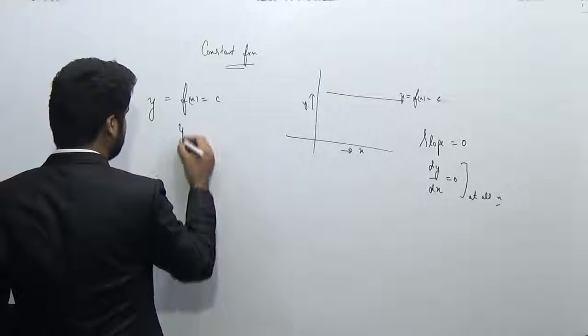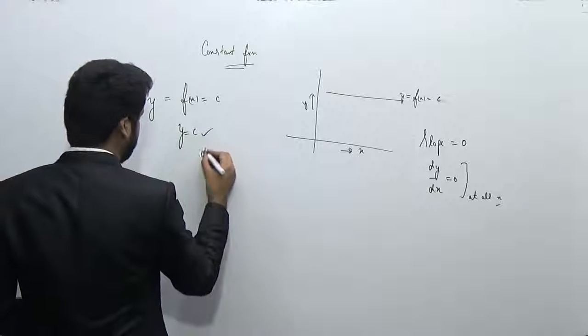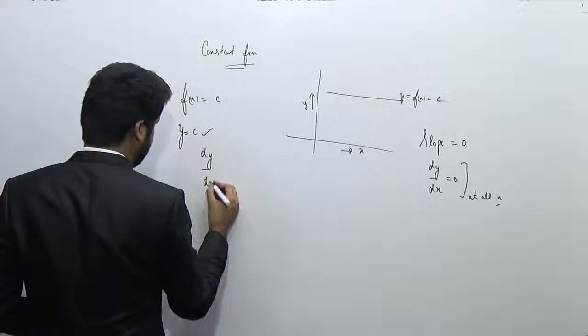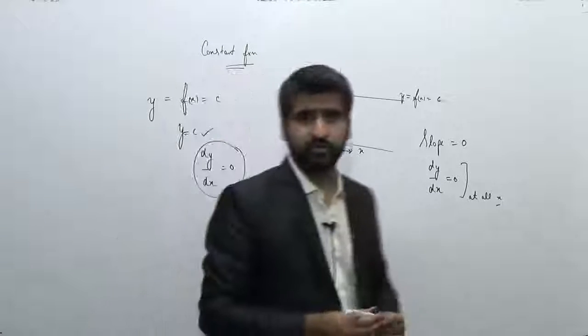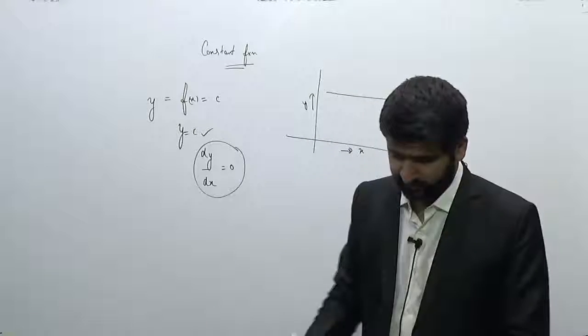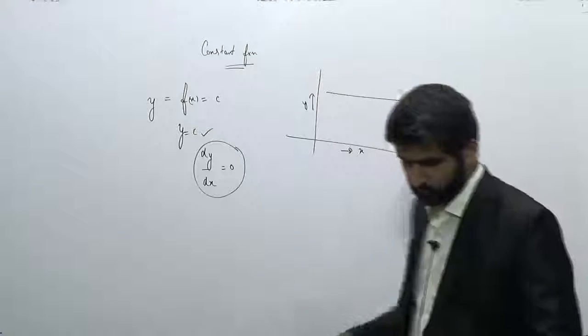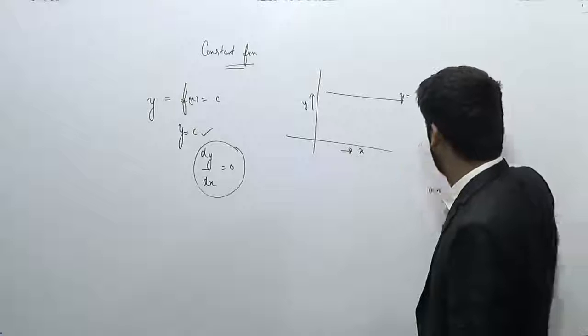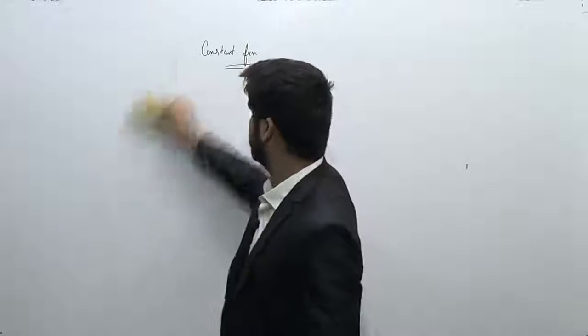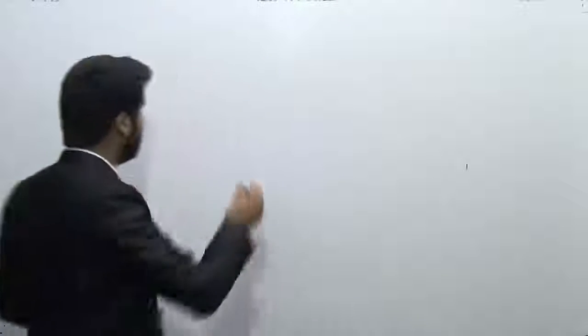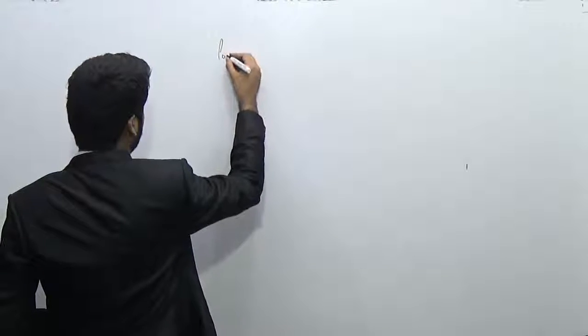So if y is equal to c, I have this function. In that case, dy upon dx will be equal to 0 because it is a constant function and its slope will not change, right? So the derivative, or we can say the differentiation, of a constant function is always 0. Now we will see the most important rule in differentiation, which is called the power rule.